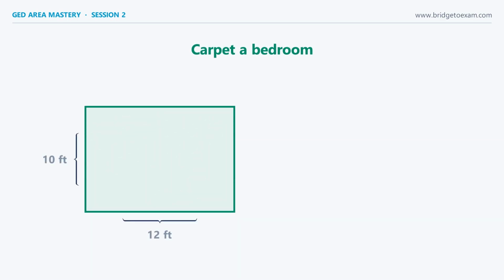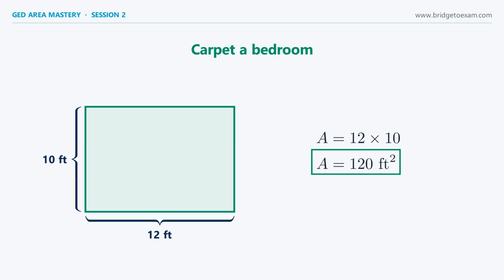Let's use it. A bedroom floor is 12 feet by 10. Carpet covers the floor, so we want area. 12 times 10 is 120 square feet.